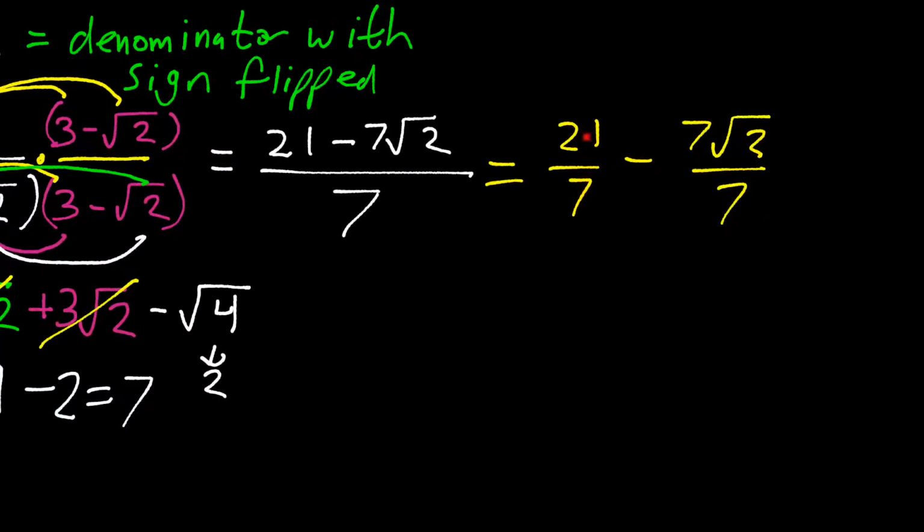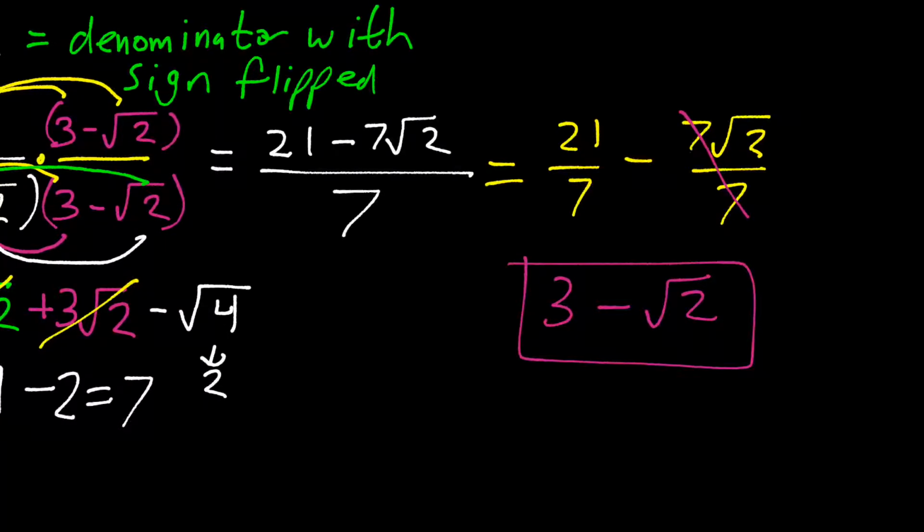So I can now simplify this. What's 21 divided by 7? Well, that's 3. And if I look over here, I have 7 divided by 7. What's 7 divided by 7? It's 1. So it's 3. These basically just cancel each other out. And we're left with 3 minus the square root of 2. And that is our final answer. So this one turned out to be a lot more complicated than originally thought, but it really wasn't too bad.